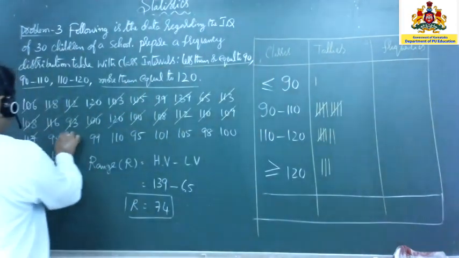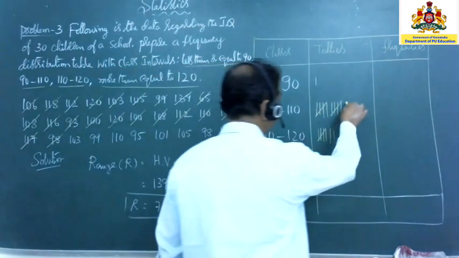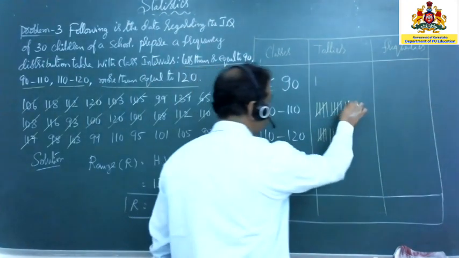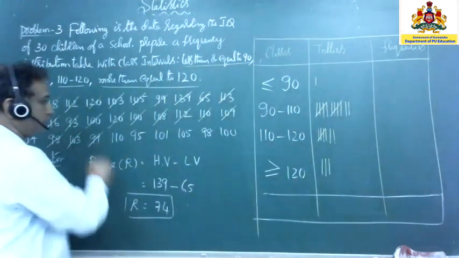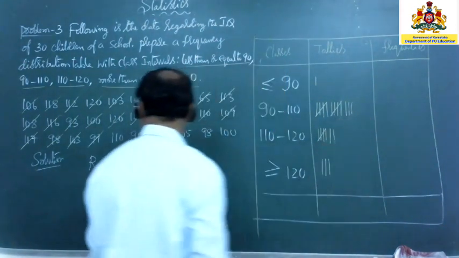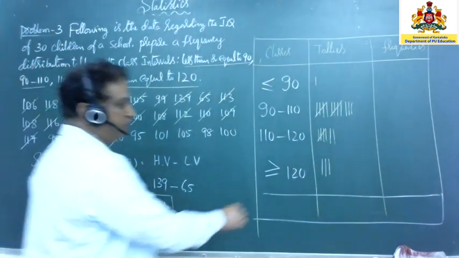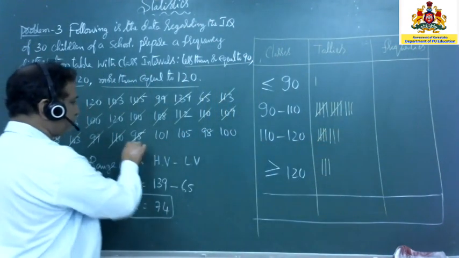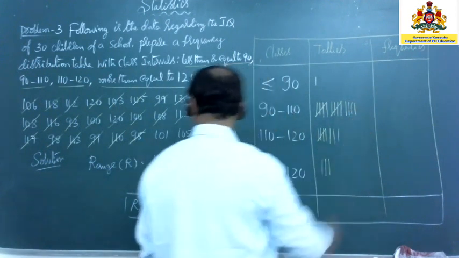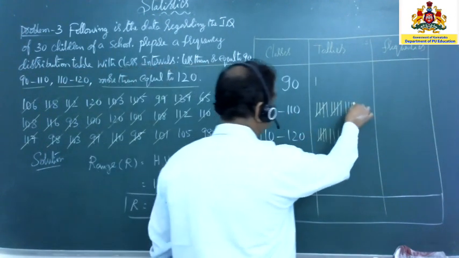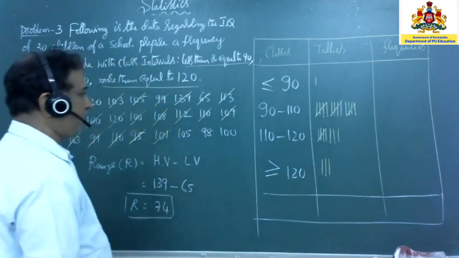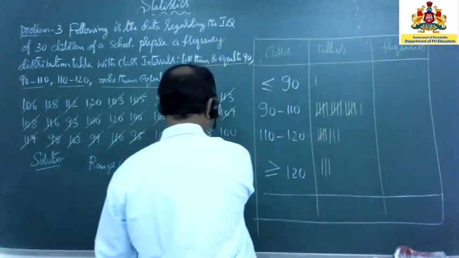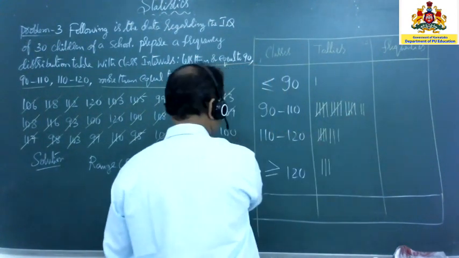Next 98 here. 103 here. Next 99 here. Next 110, it is exclusive, so you have to put 110 here. Next 95. Next 101. After 4 tallies you have to put the cross mark. Next 105, next 98, next 100.